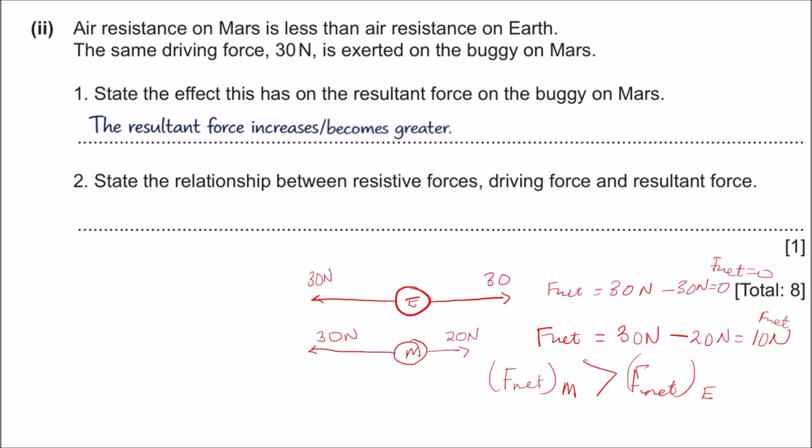State the relationship between the resistive forces, driving forces, and opposing forces. Since they are opposing each other, we are going to allocate one positive, one negative. Therefore, the resultant force is equal to driving force minus resistive force. This is the particular relationship.